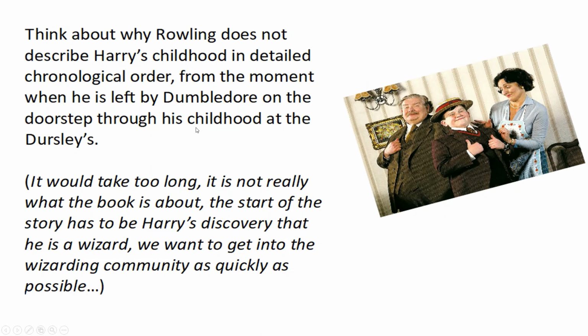So this is lesson 2, and I want you to think about why J.K. Rowling doesn't describe Harry's childhood in detailed chronological order. We don't need to know from the moment he is left by Dumbledore on the doorstep through to his childhood. It would take far too long. It really isn't what the book's about. And the start of the story has to be that Harry's becoming a wizard.